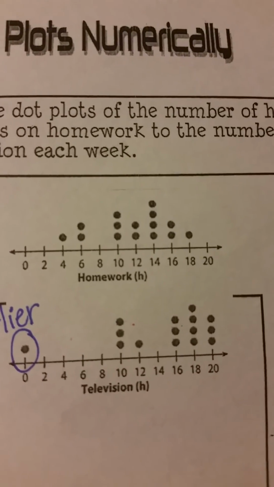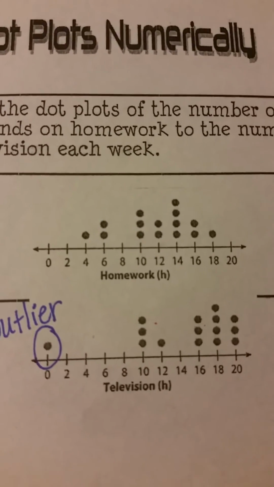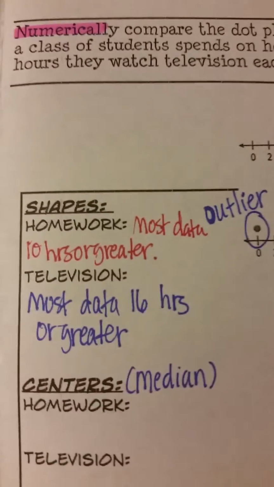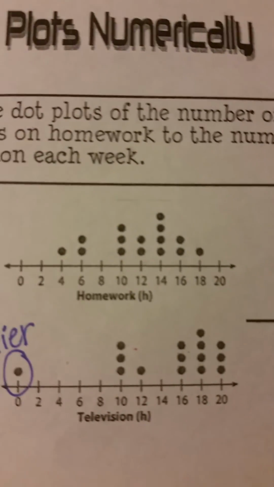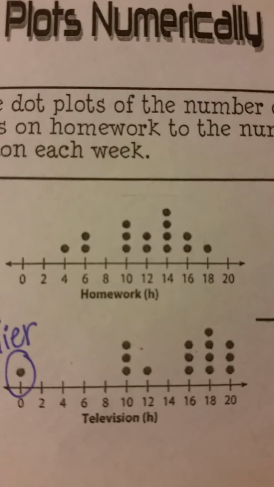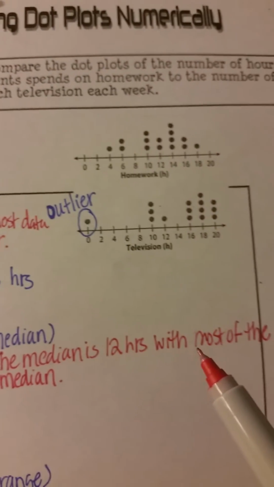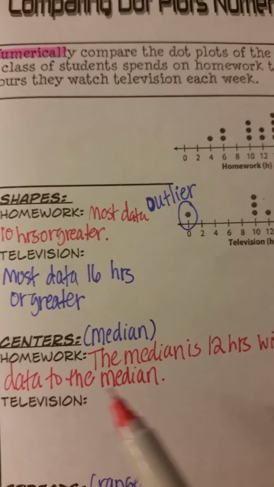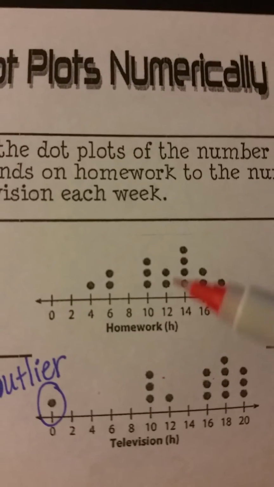So now we're going to talk about the centers. Now remember what that word centers means. Centers means the median, so the middle of our data. So let's look at homework. What's going to be the middle? I'm going to pause here and give you a chance to talk to your partner, discuss what is the middle of our data for homework. Okay, with homework, you should have said something like the median is 12 hours, with most of the data around the median. We said the median was 12.